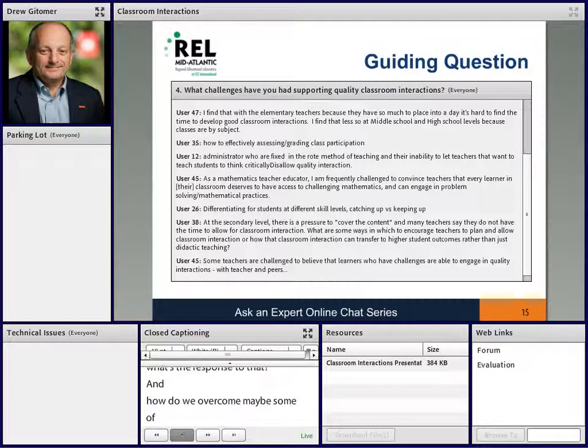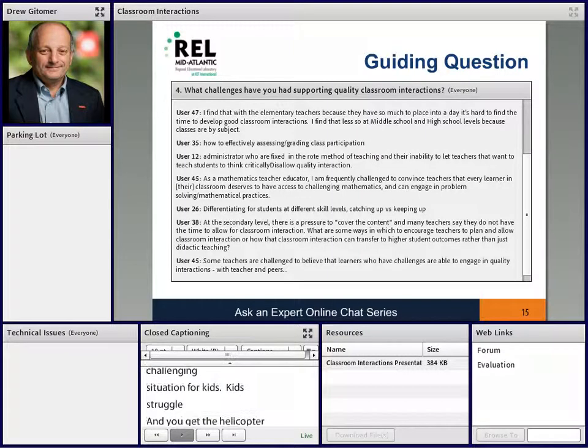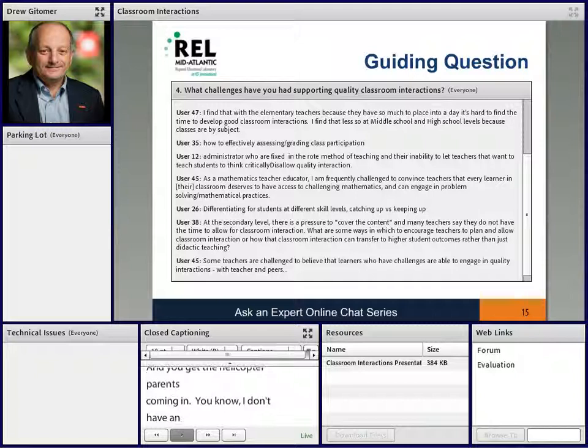Right. So, let's just take whether it's, so you set up a more challenging situation for kids to struggle, and you've got the helicopter parents coming in. I don't have an easy answer for that. It doesn't serve the kids very well.